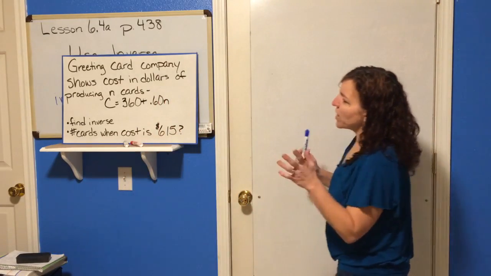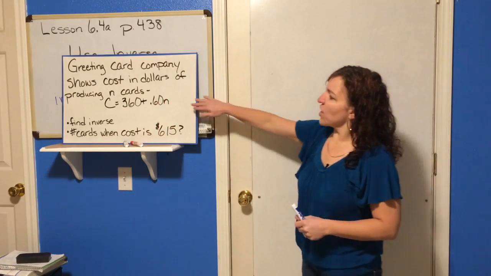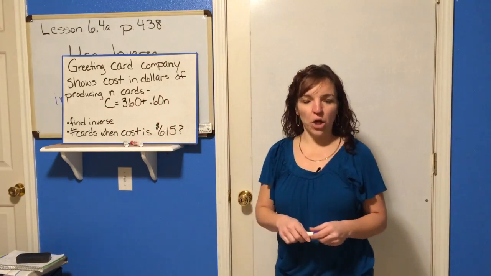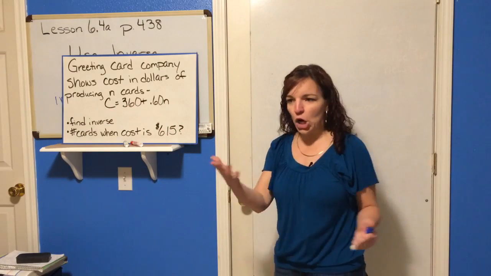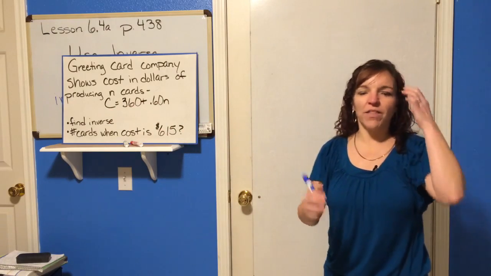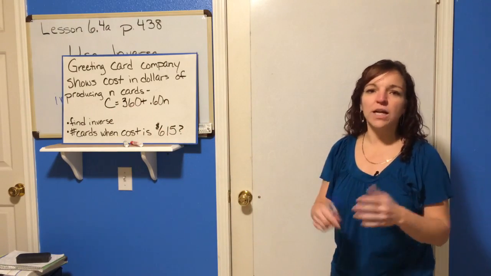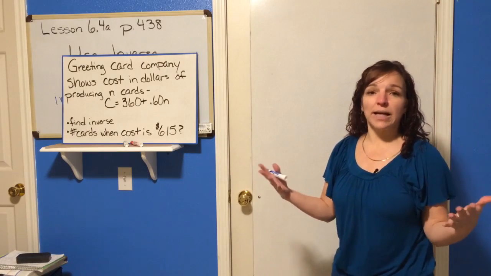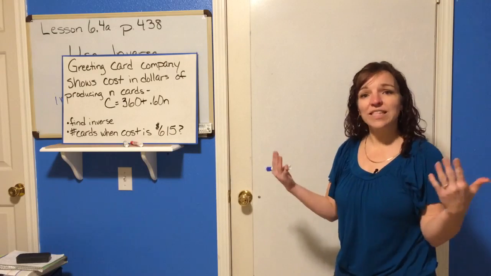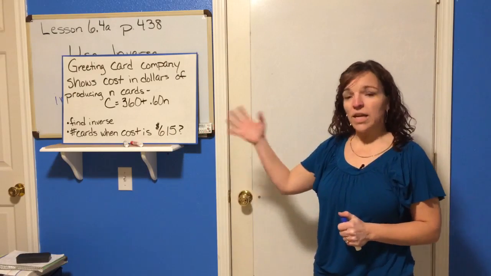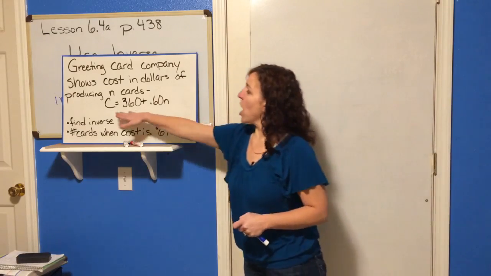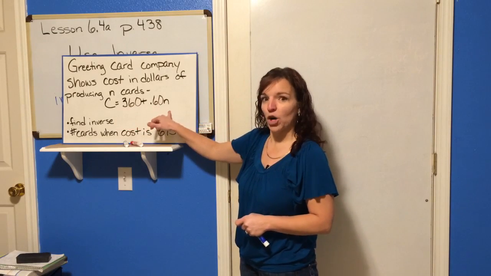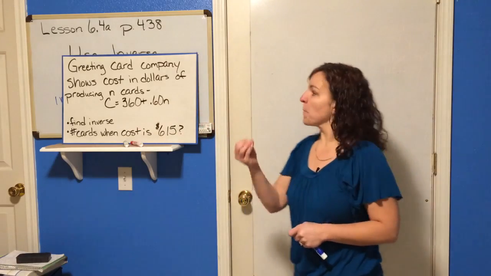So in this case, we've got a greeting card company, and they use this function to show their cost of producing n greeting cards. So of course, when you produce cards, you've got a cost involved. You've got to buy the ink, the cardstock, the envelopes, pay the workers, run the factory, and pay for electricity. All of these things are involved in their cost. And they have figured out that their cost is $360 plus 60 cents per card. So the N is the number of cards.